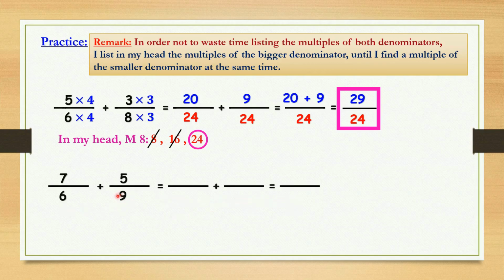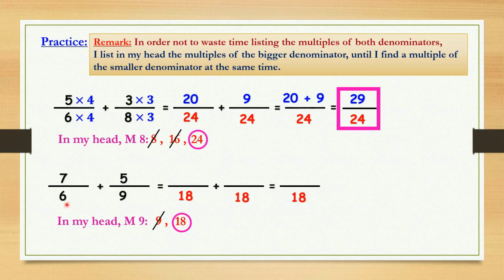Now 9 is the bigger denominator. So in my head, I start listing the multiples of 9. 9 is a multiple of itself, but it's not a multiple of 6. After 9, I have 18. 18 is a multiple of itself and of 6. So I found the same denominator. So I write 18, 18, 18.